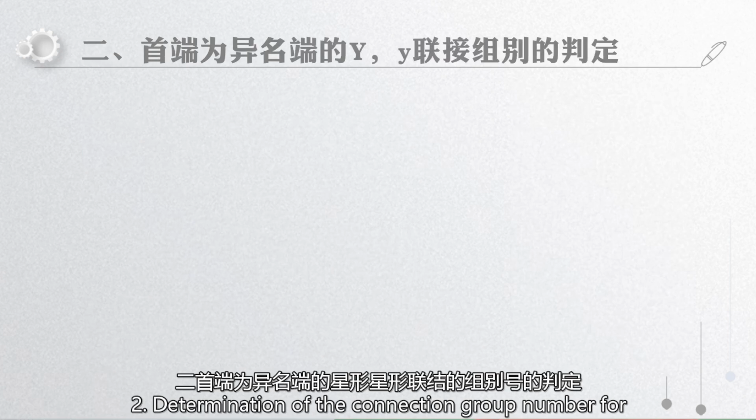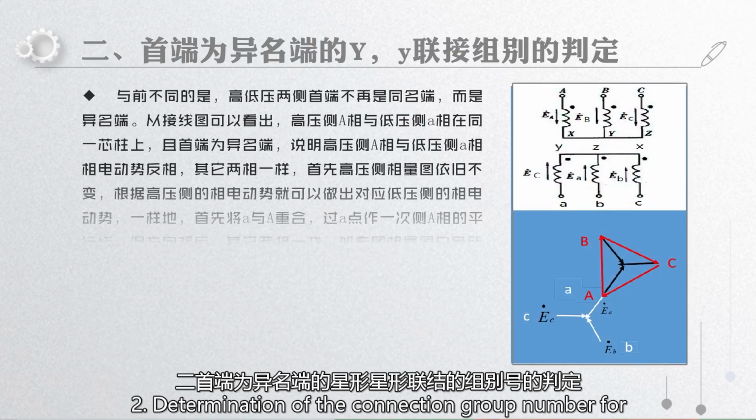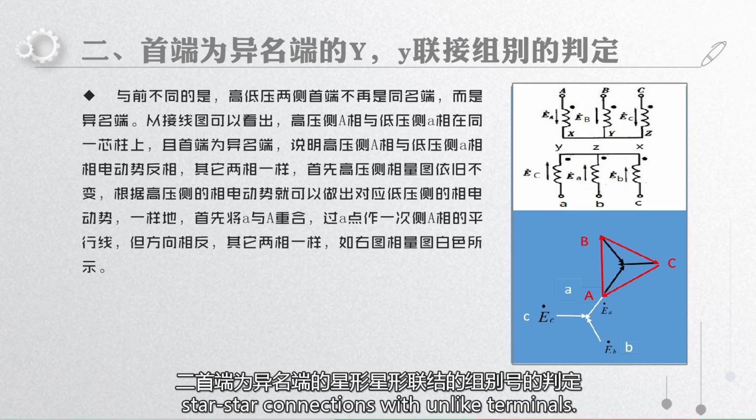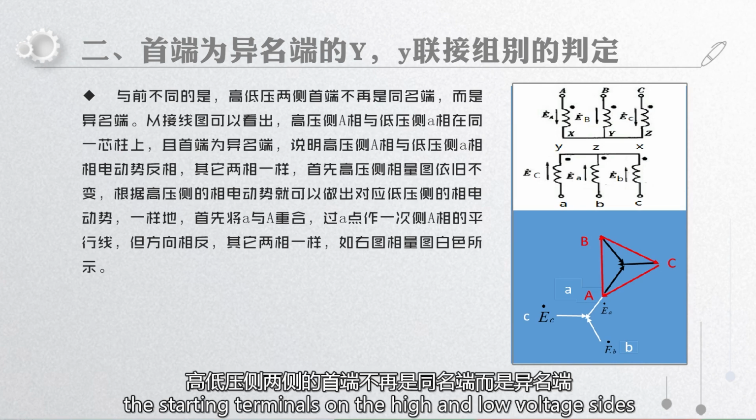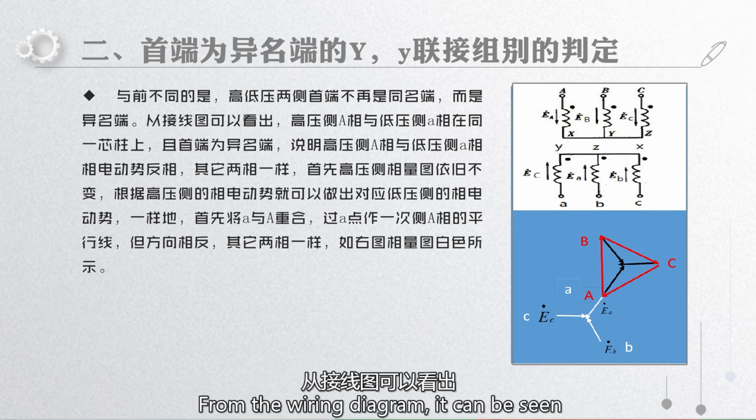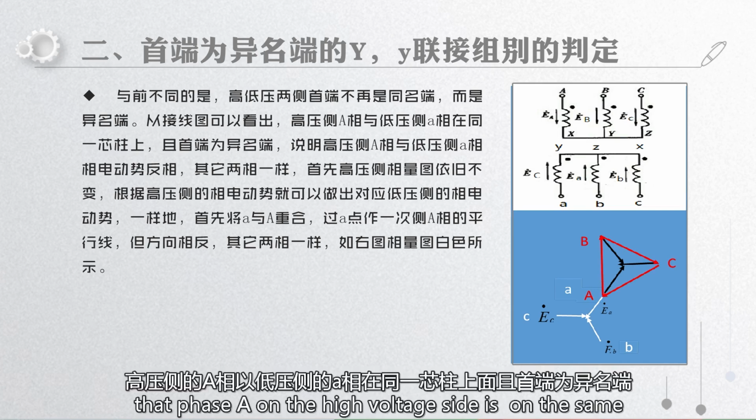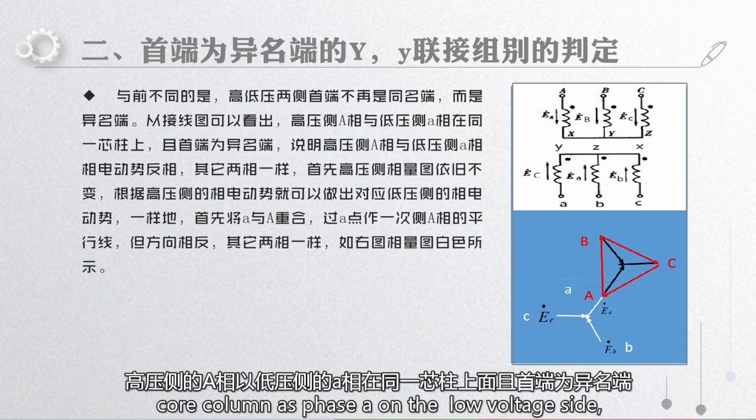2. Determination of the connection group number for star-star connections with unlike terminals. Unlike the previous case, the starting terminals on the high and low voltage sides are no longer like terminals, but unlike terminals. From the wiring diagram, it can be seen that phase A on the high voltage side is on the same chord column as phase A on the low voltage side, and the starting terminals are unlike terminals.